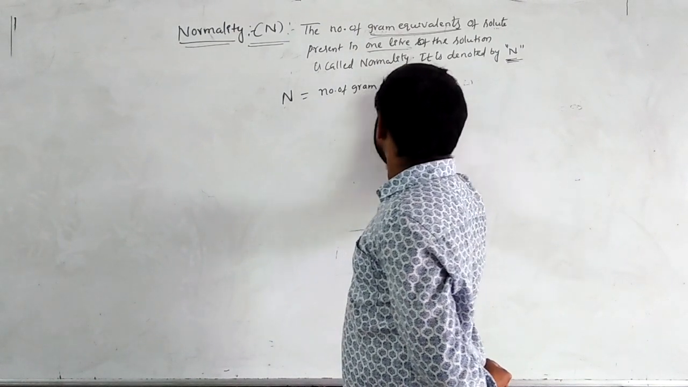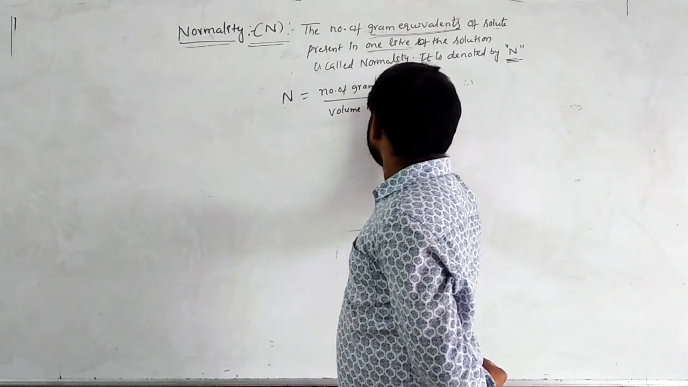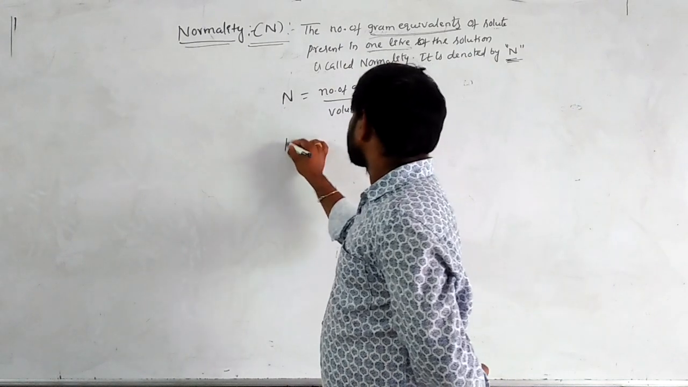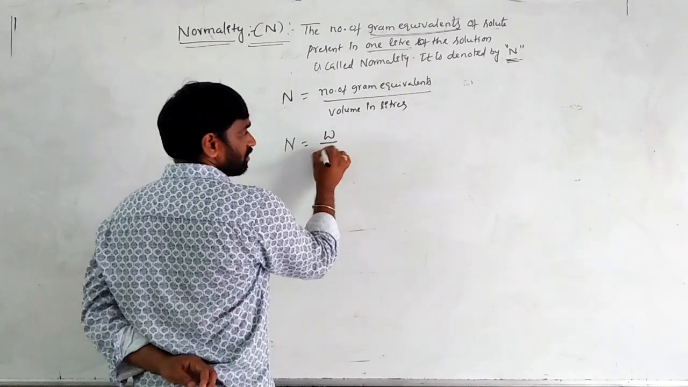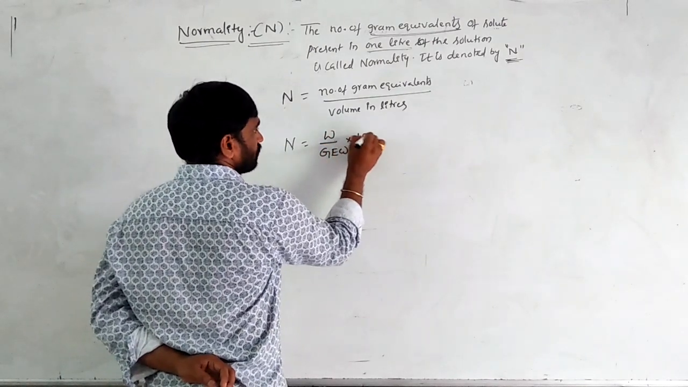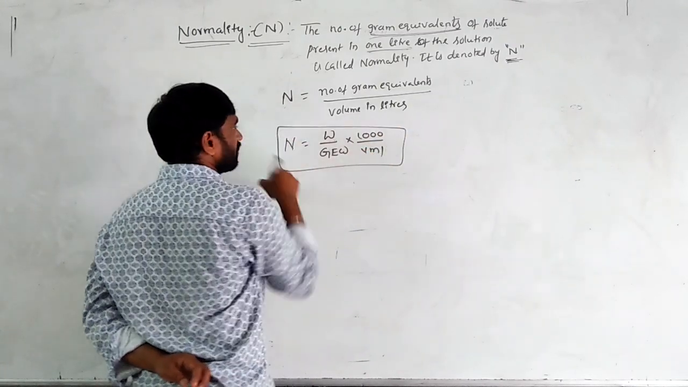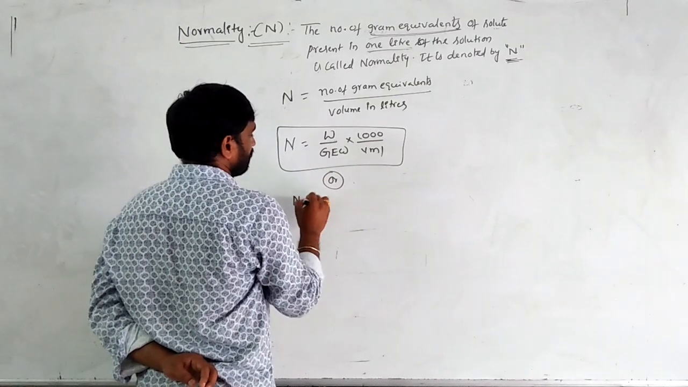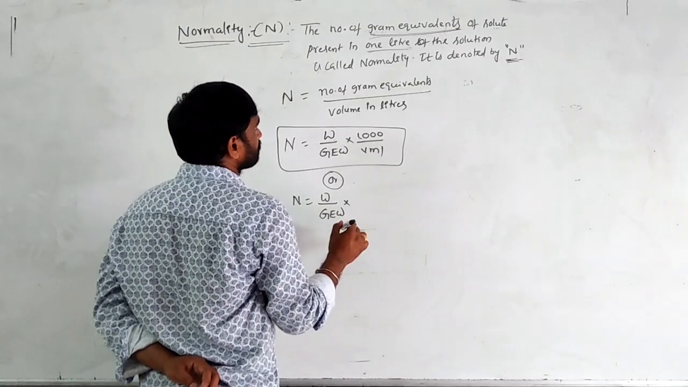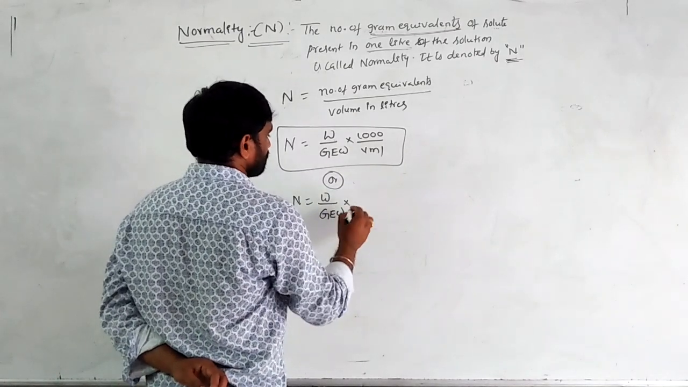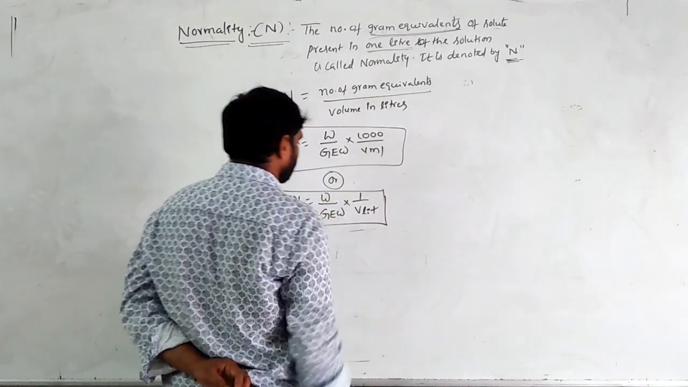Number of gram equivalents per volume in liters. Volume in liters. So normality N equals weight by gram equivalent weight into 1000 by V m. Or normality equals weight by gram equivalents into 1 by V. This is normality.